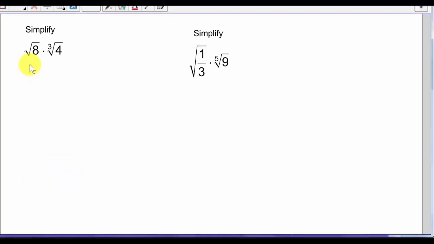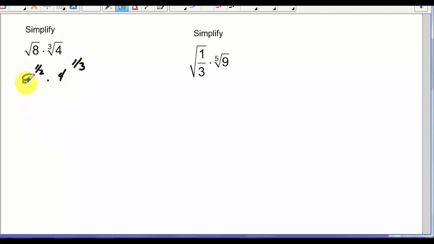In these next two examples, you'll notice that the indexes on both of the two terms are different, and we're asked to multiply them together. And the rule states that we have to have the same index to multiply the roots together. I'm not going to be able to do that initially, but what I can do is, since these are in radical form, I can change them to exponentials. So let's go ahead and do that. This is 8 to the 1/2 multiplied by 4 to the 1/3.